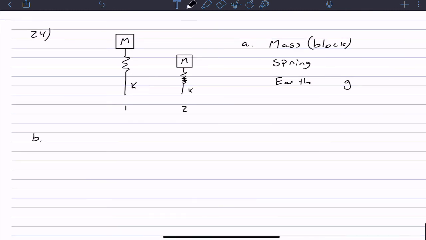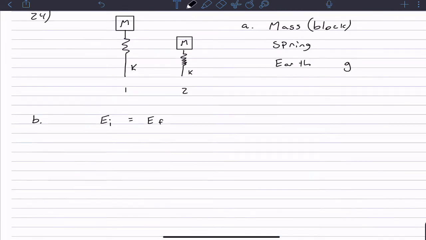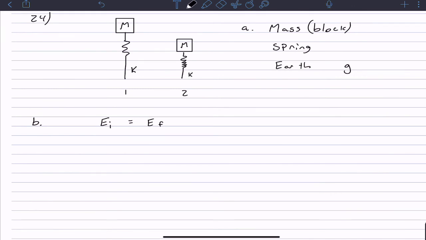What we're going to do here is use conservation of energy. We're going to consider this as an entire system, with the Earth included. So this is a whole system. And we're going to say that the energy initial is equal to the energy final, right? So the total energy of this closed system doesn't change. Okay? So what is the initial energy? Well, we have no kinetic energy. We're only looking at potential.